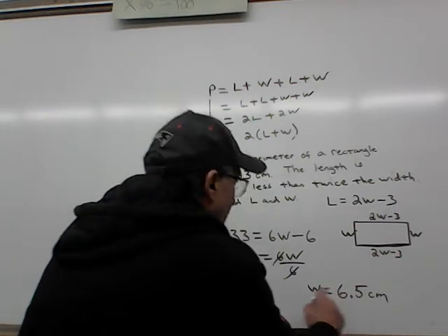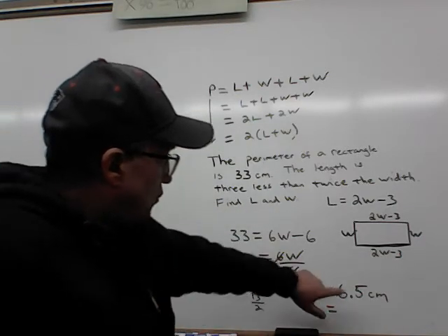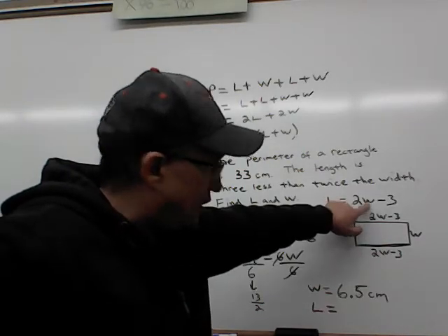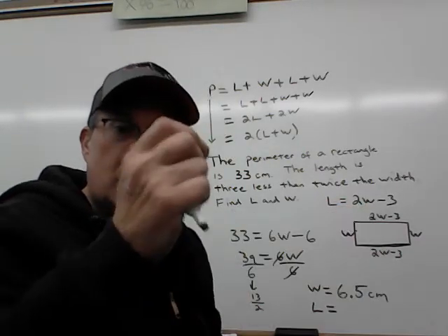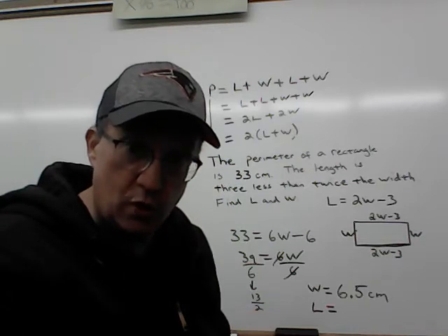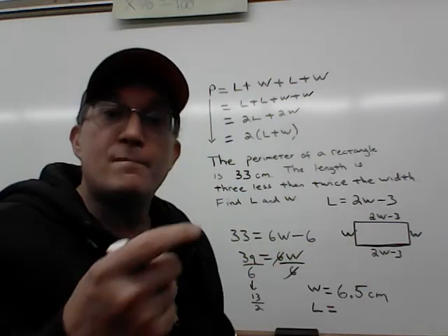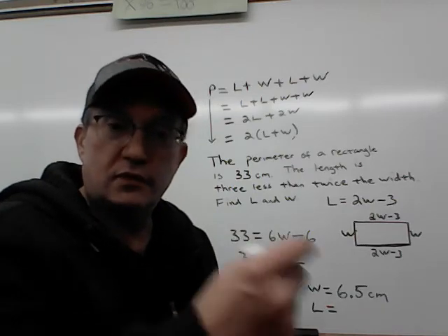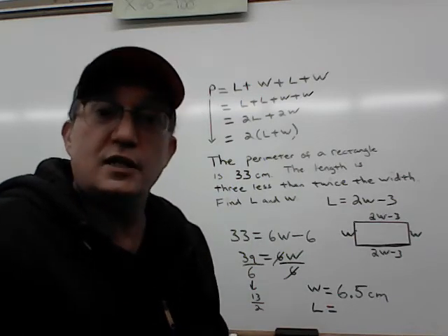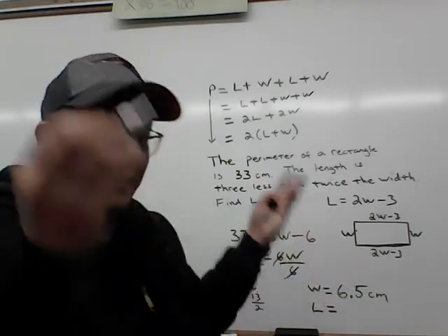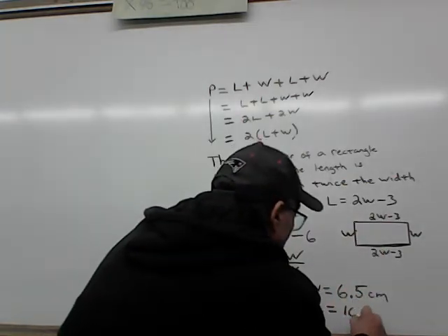And the length, well, what do we have to do? Substitute the 6.5 centimeters for the w here. We have to multiply the width by 2 and then subtract 3. 2 times 6.5 is 13, right? You double 6.5. 6.5 plus 6.5 is 13. Minus the 3 is 10. The length comes out to be 10 centimeters. Look at that.